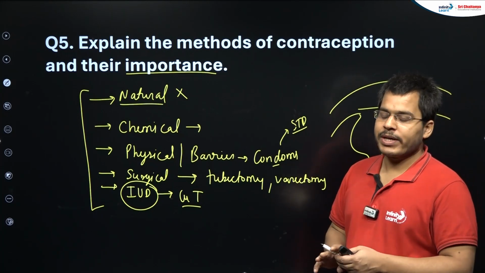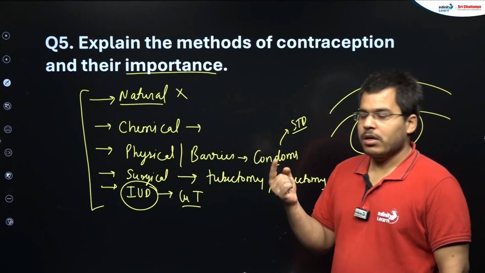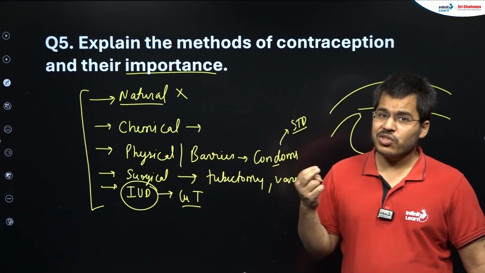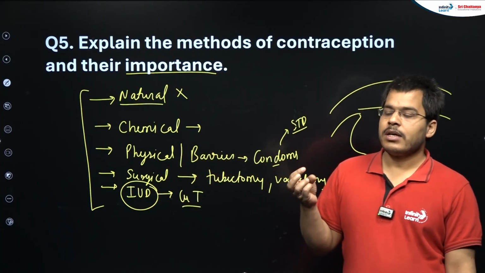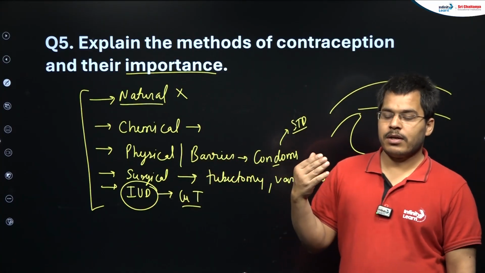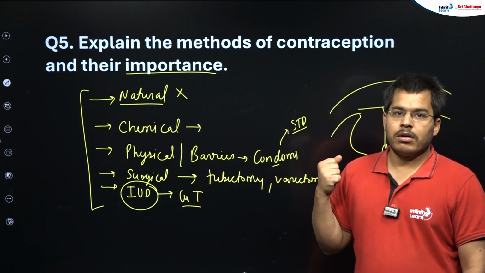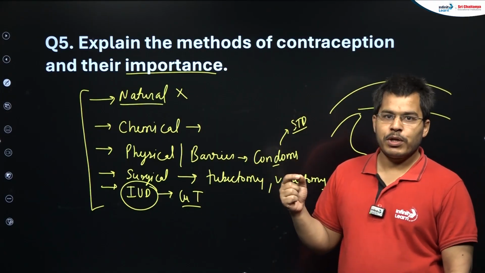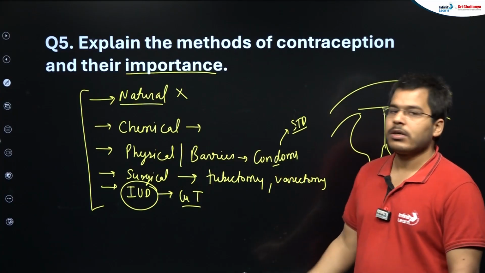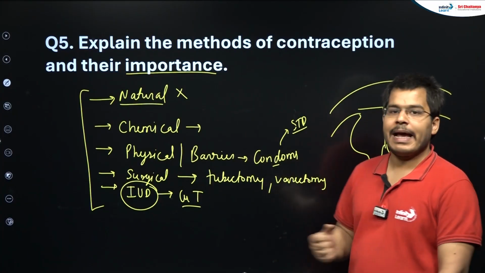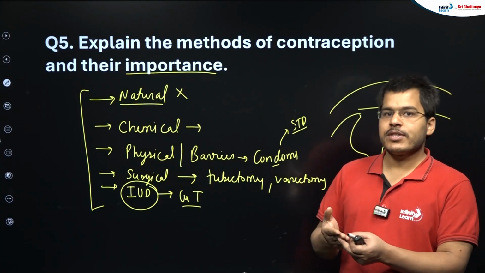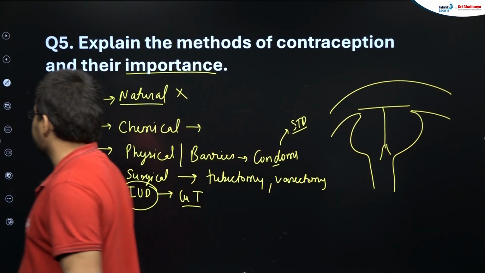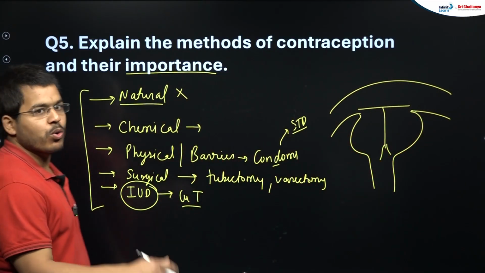Or you can say three. One, prevention of unwanted pregnancy. Second, family planning. Third, countering the overpopulation problem, controlling the population. And fourth, protection from STDs. So from 2 points you can make these 4 points. So these are, students, 5 most important questions.